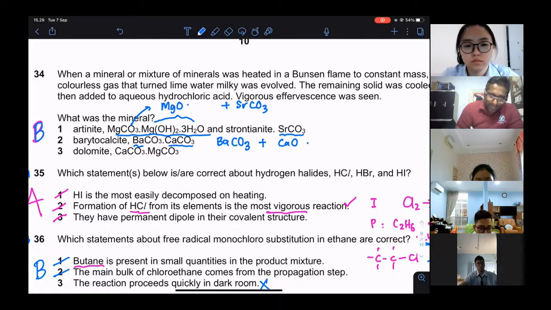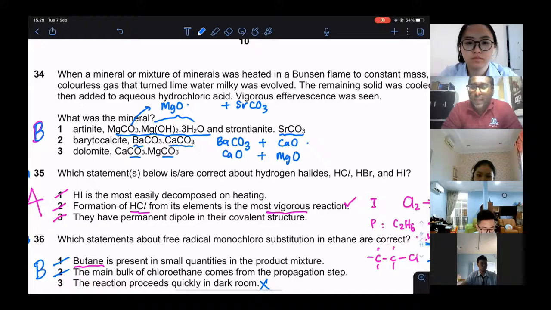Here, magnesium carbonate decomposes to give you carbon dioxide. Calcium carbonate also decomposes to give you calcium oxide. So you are going to get calcium oxide and magnesium oxide. These are the solids that are remaining.